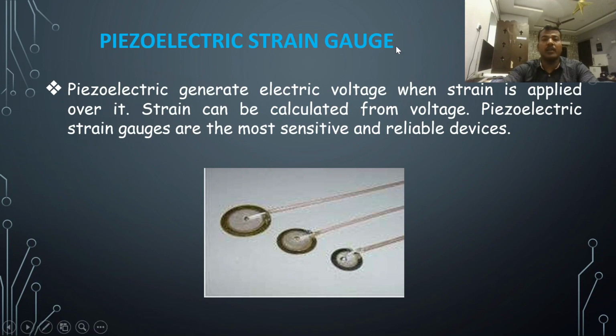Before that, the piezoelectric strain gauge. This is what we normally see when students do mini projects, where they generate electricity simply by pressing. If you just press, the piezoelectric material generates electric voltage when strain is applied over it, and the strain can be calculated from the voltage. Piezoelectric strain gauges are the most sensitive and reliable devices. Due to the piezoelectric effect, some strain is produced over the surface, and an equivalent electrical voltage is produced.